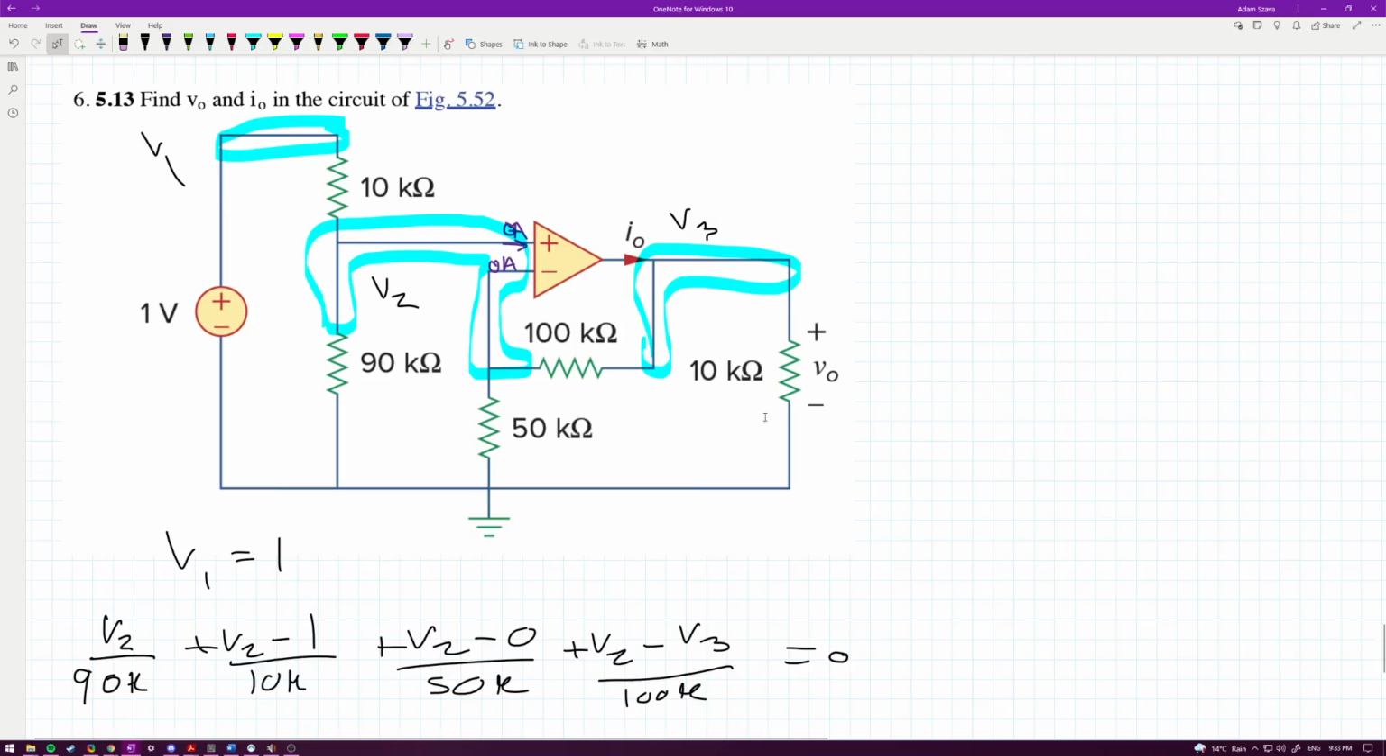But then do I include a mesh here? I don't think I include a mesh there. VO and VI, we just do on V3, that'd be fine.